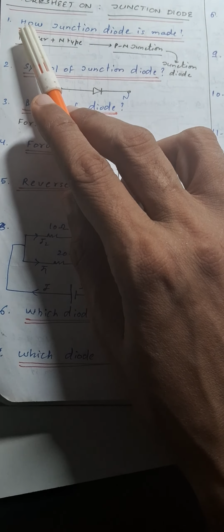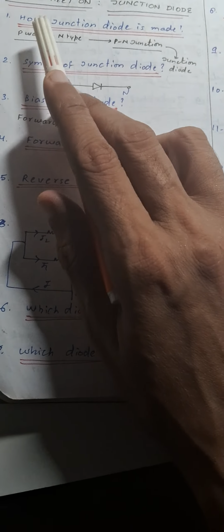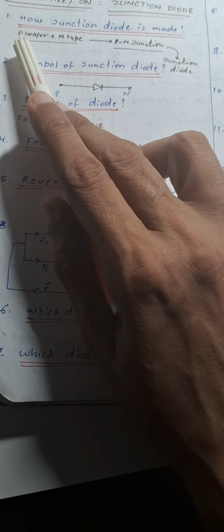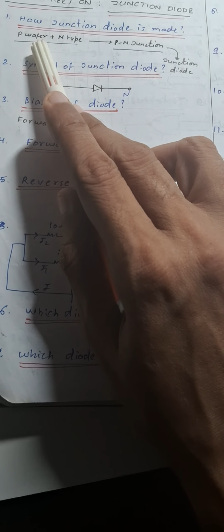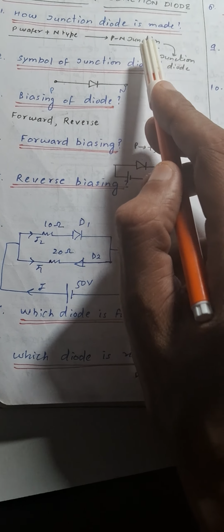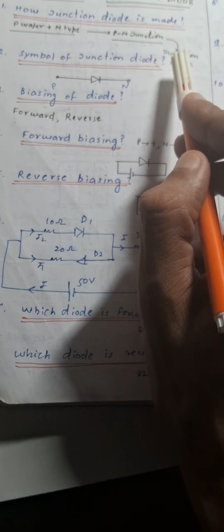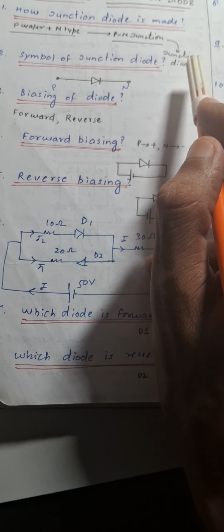So the first question here is how a junction diode is made. For making a junction diode, we take a p-type silicon wafer and mix it with n-type, and because of that a p-n junction is formed, and hence we can use this mechanism to form the junction diode.